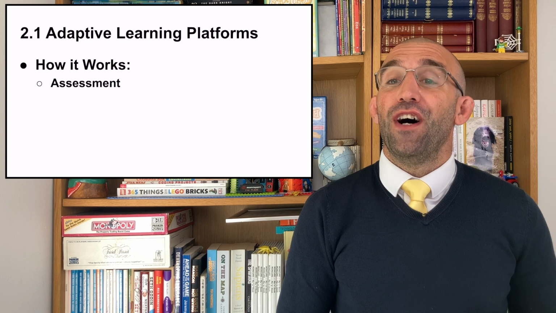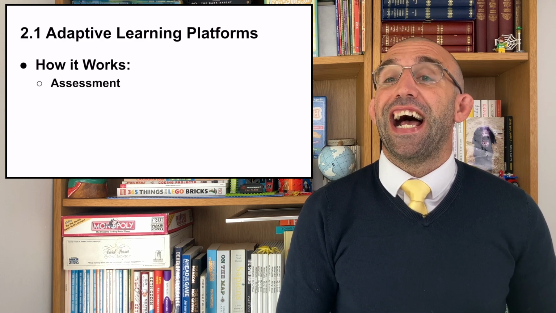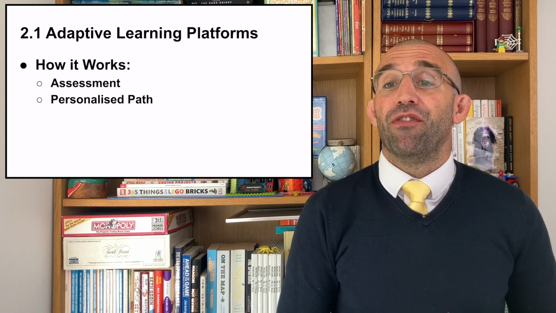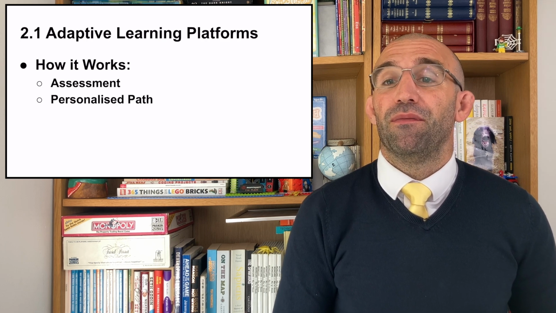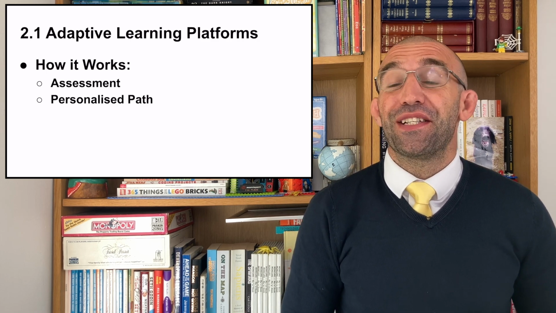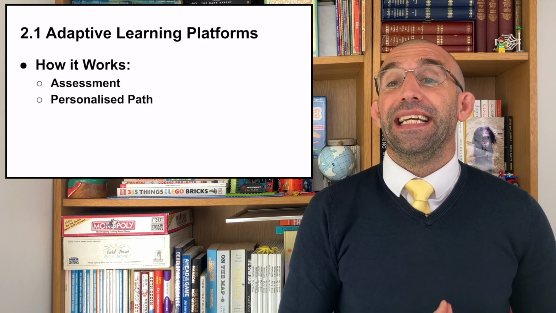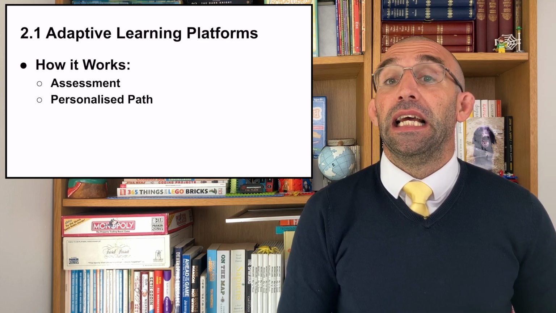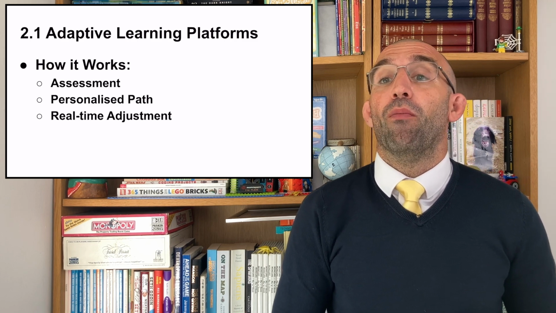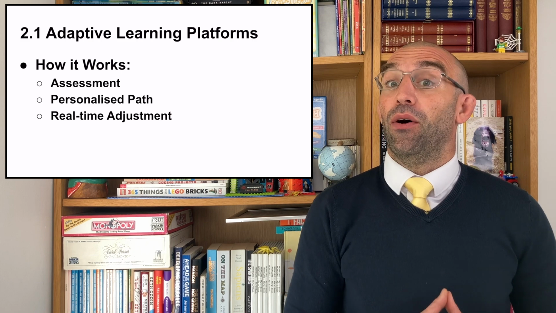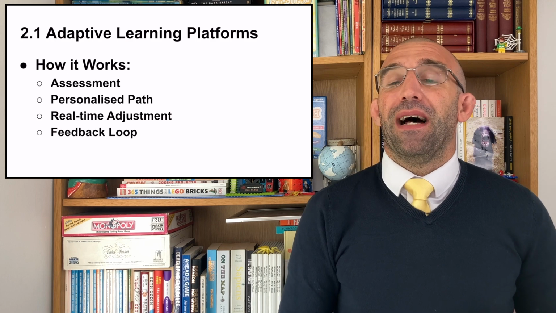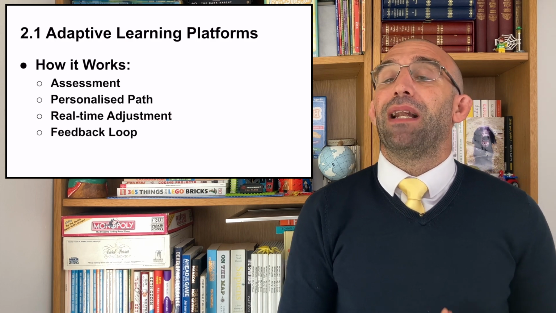The platform first assesses a student's current knowledge and skills. Then, based on the assessment, the AI algorithm creates a unique learning path. As the student interacts, the platform continuously analyses their response, engagement, and progress. If a student struggles, it might offer remedial content, different explanations, or more practice problems. If they excel, it can fast track them to more advanced topics. It provides immediate feedback, reinforcing correct answers and explaining mistakes.